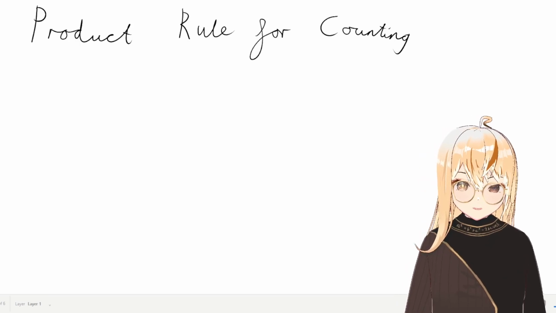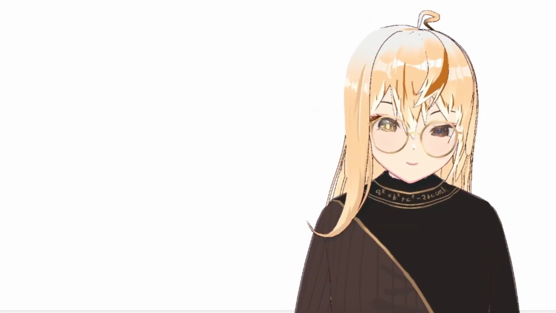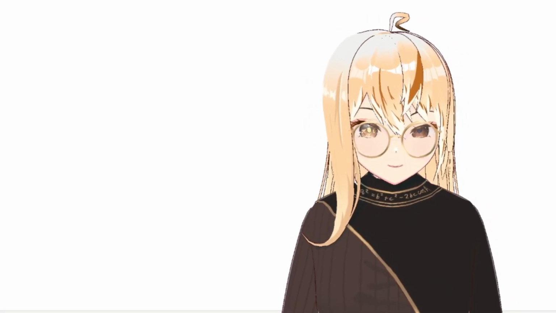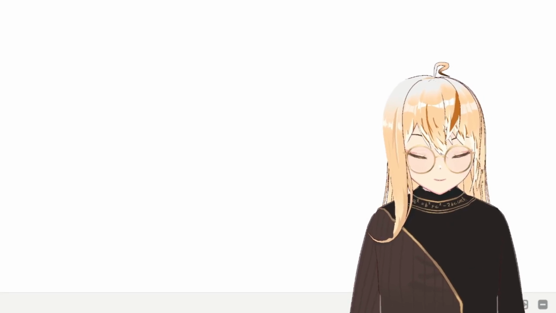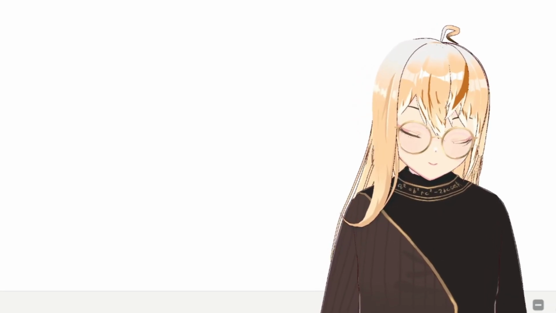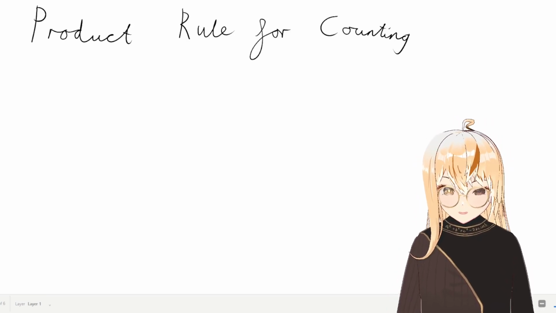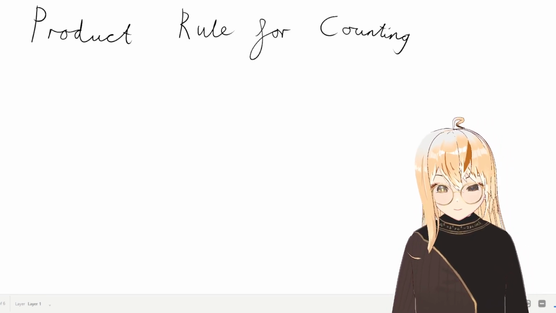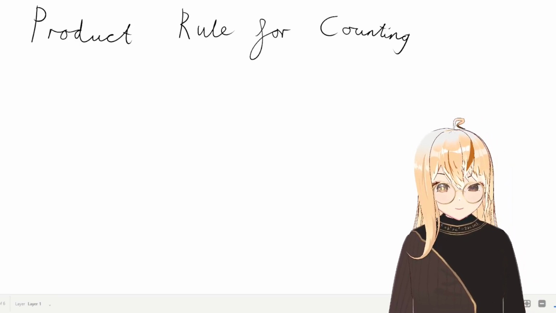Today we're going to be learning about the product rule for counting. Now what is that? The product rule for counting is the way to find the total number of outcomes for a certain number of events, so 2 or more. It's really quite simple because all you have to do is just multiply the number of total possible inputs to get the total number of outputs.